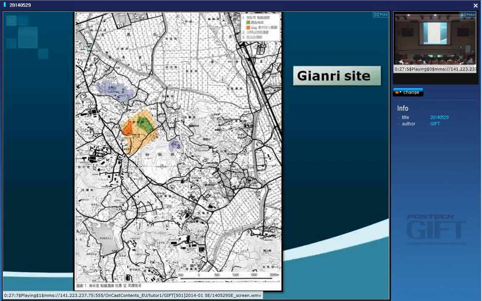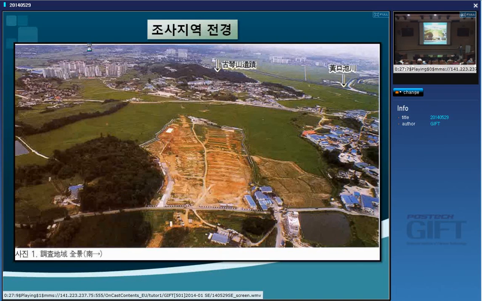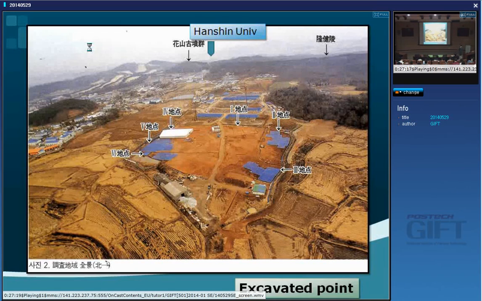This is the Kiani site map, and this is the excavated area. And in the surroundings, every hill is an archaeologically important site. Yes. At this site, a total of 6 points were excavated, and this is a very important place. And my university, Hanshin University, is here.